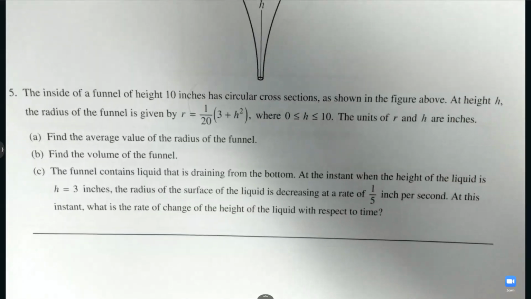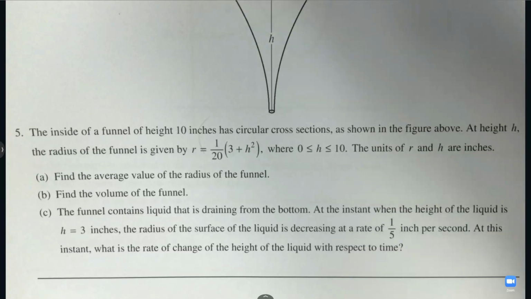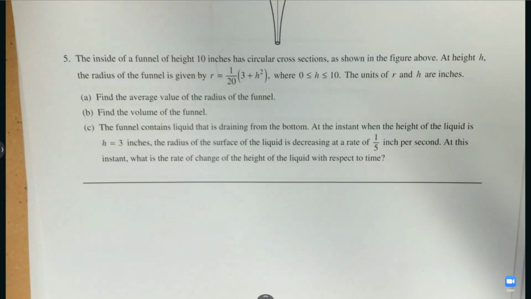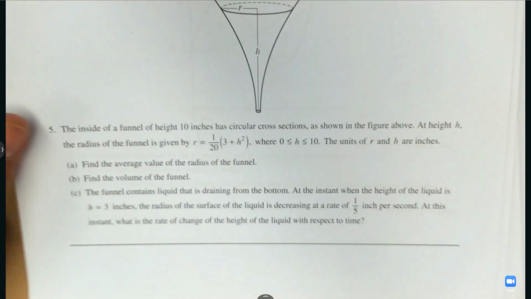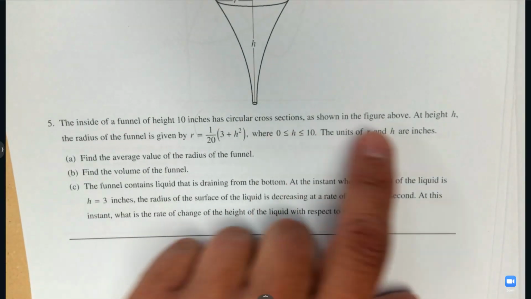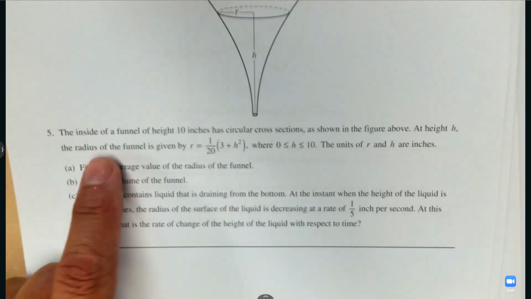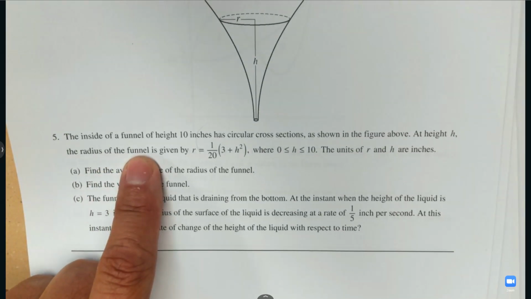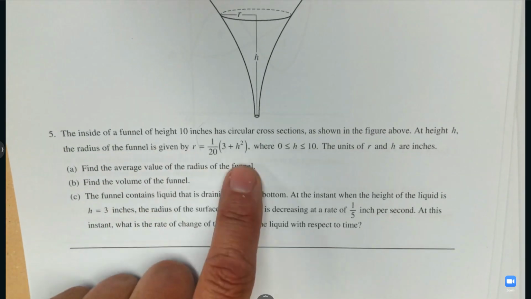Inside of a funnel of height 10 inches, it has circular cross sections as shown in the figure above. At height h, the radius of the funnel is given by that equation.